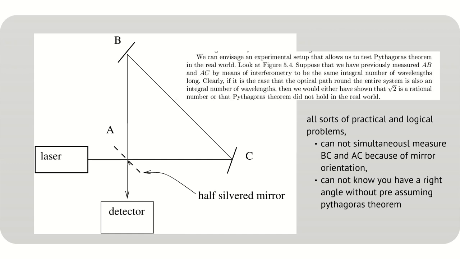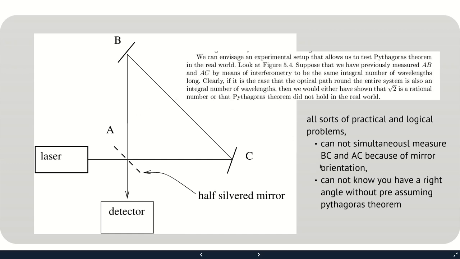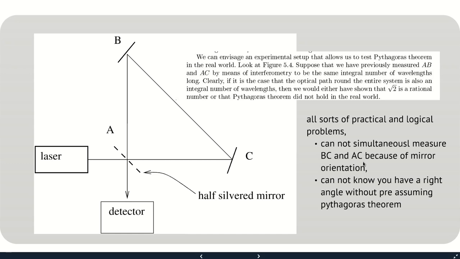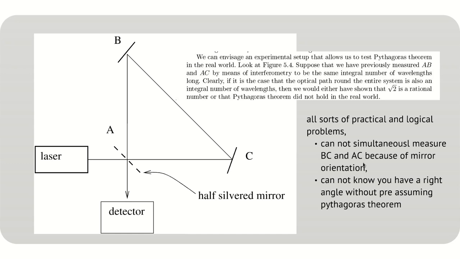But there are all sorts of practical and logical problems with this. Firstly, it would be extraordinarily difficult to simultaneously measure BC and AC, because you'd have to change the mirror orientation when you're doing the different types of measurements. And in doing so, you'd introduce uncertainties far greater than the wavelength. More significantly, you can't actually be sure you've set the thing up in a right angle without assuming Pythagoras' theorem. You need that to set up the right angle.